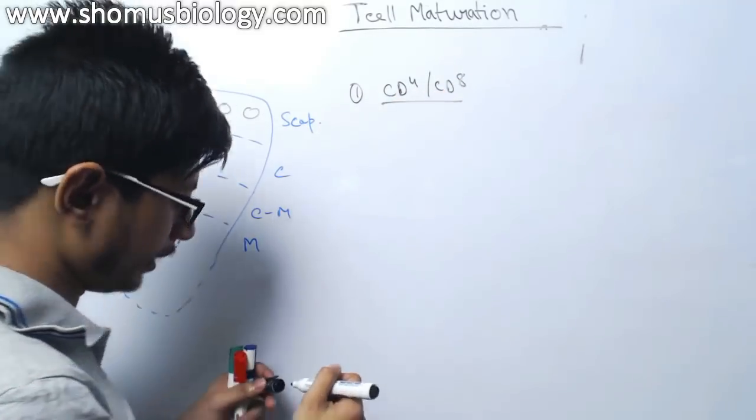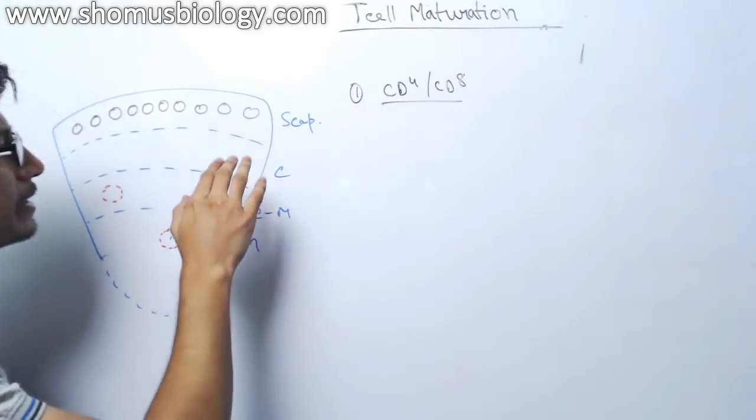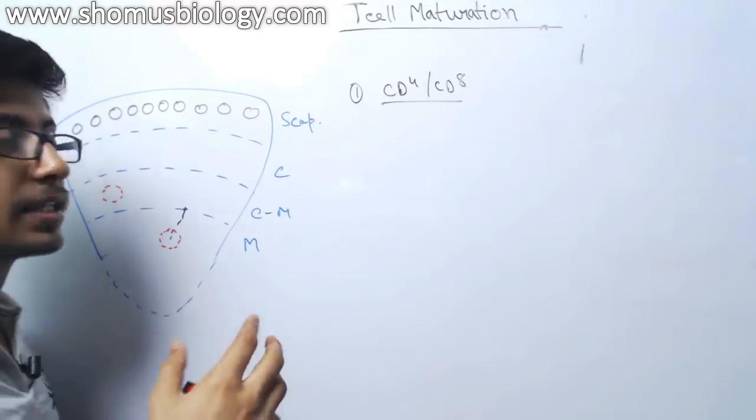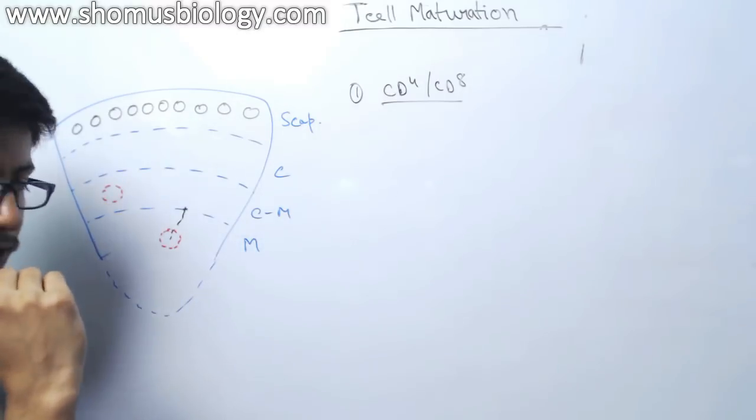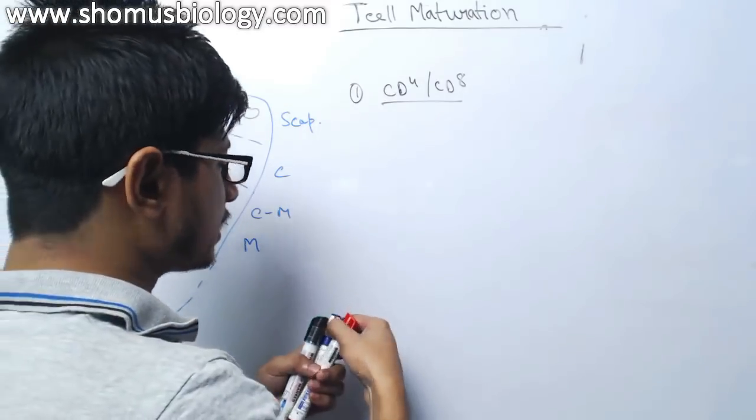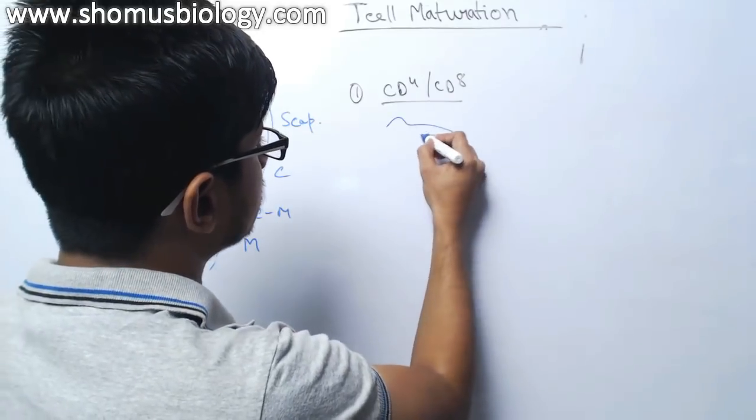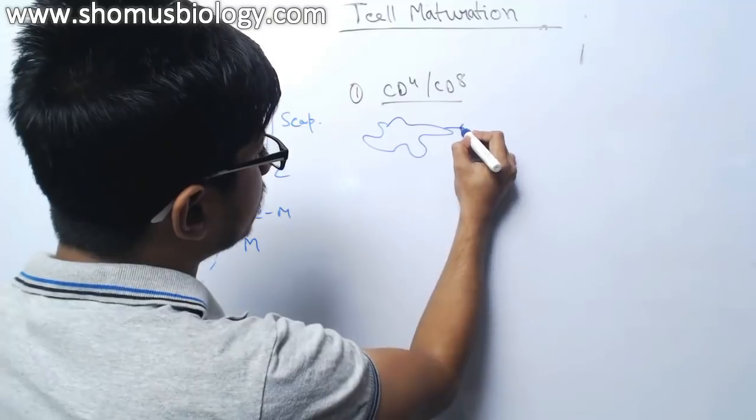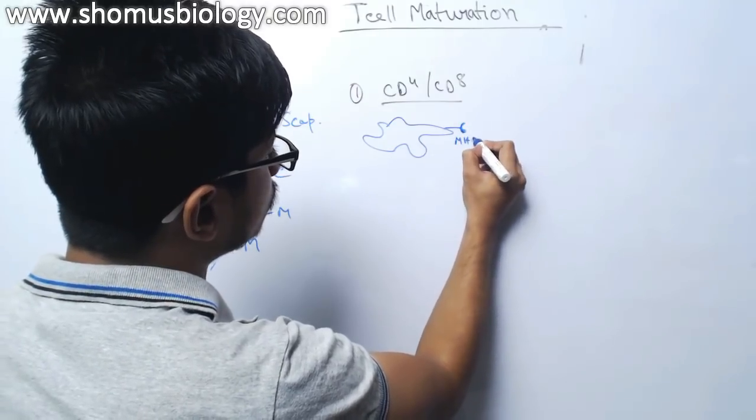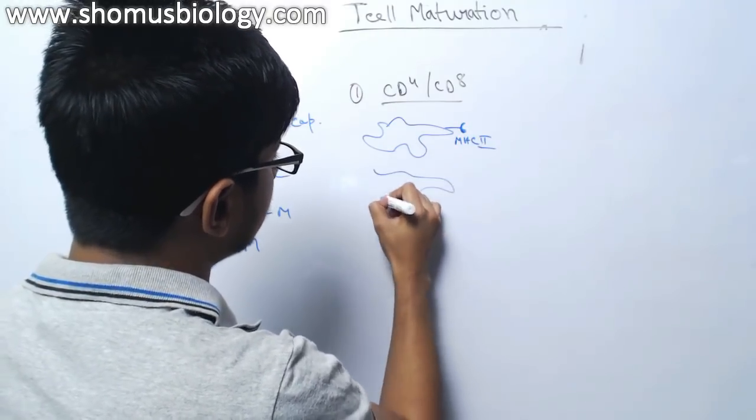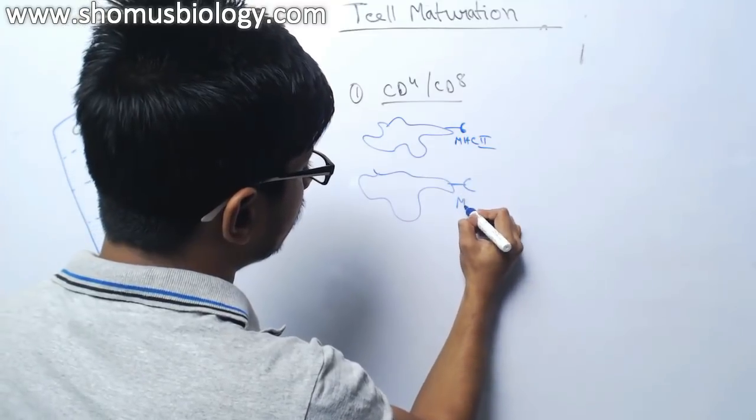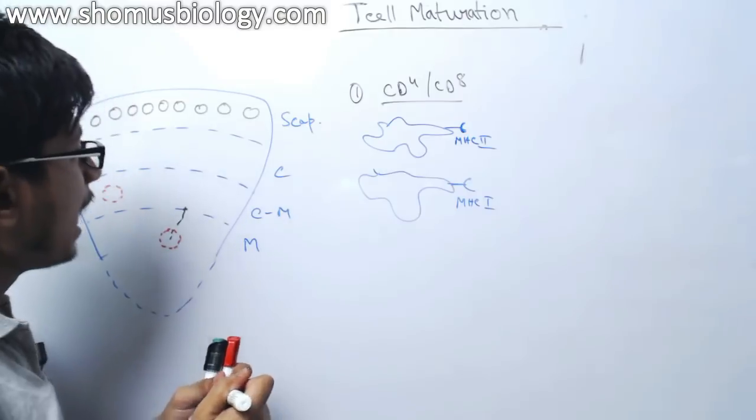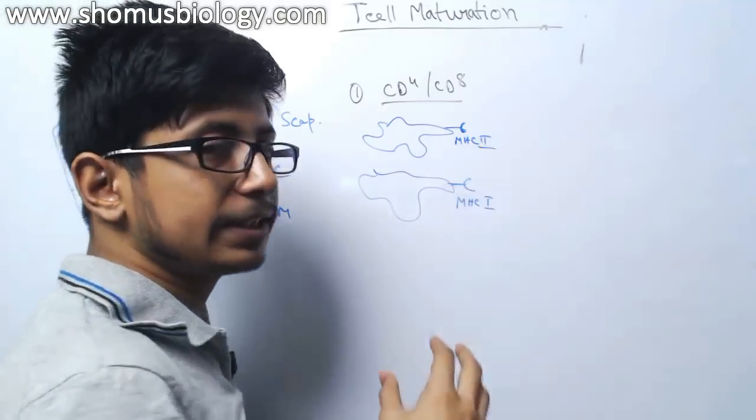What we will see here is that there are subcapsular epithelial cells present in this subcapsular region. Let's say this is the subcapsular epithelial cell, and they start expressing either MHC2 or MHC1. They can express any of that, and these thymocytes can engage in the interaction.